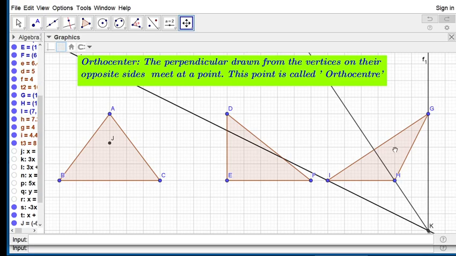Now in sum, in an acute angle triangle the orthocenter lies inside the triangle, in a right angle triangle it lies at the corner of the right angle, and in an obtuse angle triangle it lies outside the triangle, which is shown by the figure.